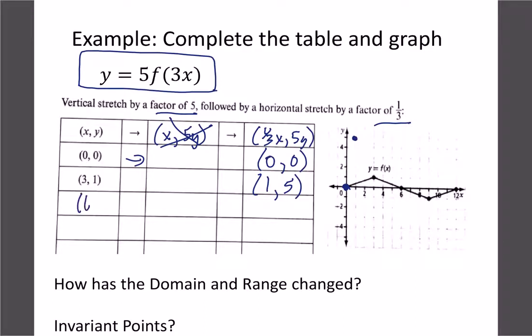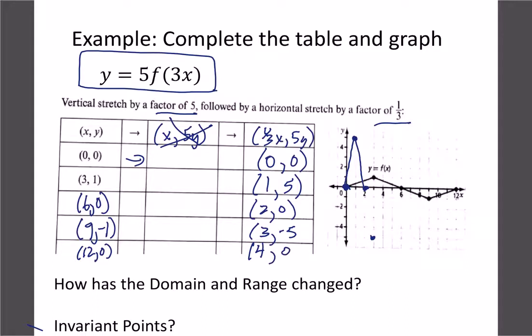So somewhere about there. Let's keep going. The next coordinate on here is 6, 0. Times it by 1/3 would be 2. Times it by 5 would still be 0. So that's about there. So you can kind of see, I'll draw this triangle in. That's the whole first half of the graph. So let's just do the last two. It would be 9, -1. So 1/3 of that would be 3. Times 5 would be -5. So that's down about there. And the last one is at 12, 0. So 1/3 of that would be 4, and 0 stays the same. So if I connect the dots, there's our new graph.